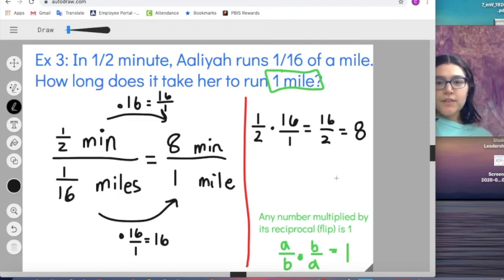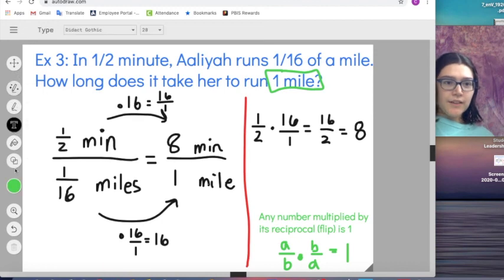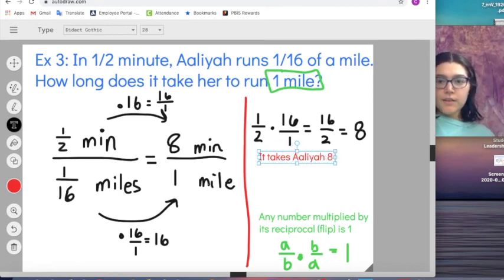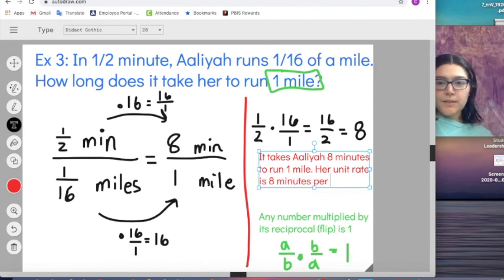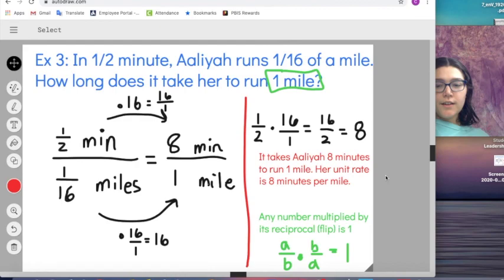So then I could write my final sentence, which is always good to end with. It takes Aaliyah 8 minutes to run 1 mile. Her unit rate is 8 minutes per mile. All right, great, good job.